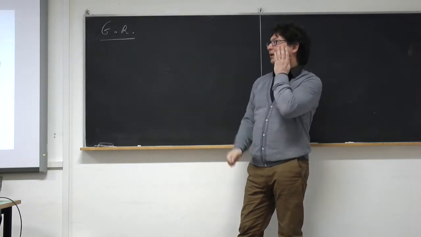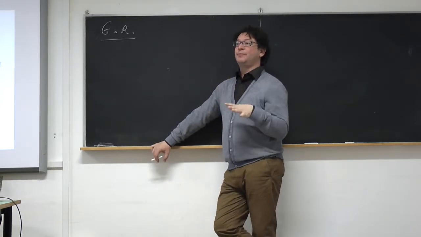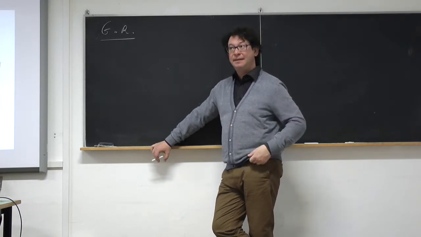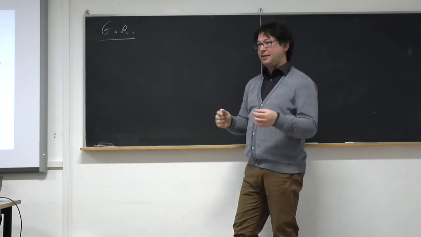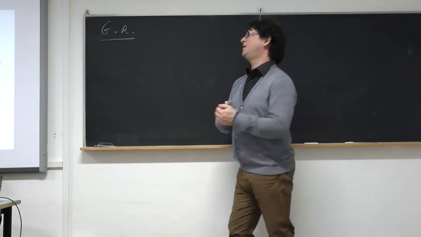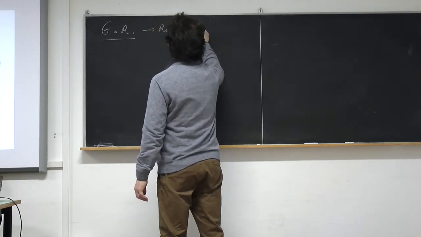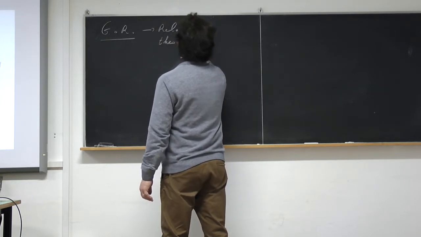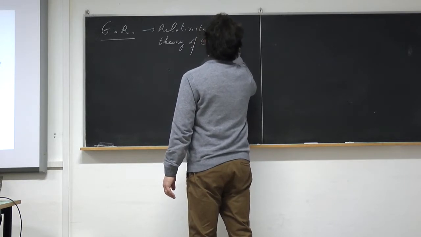We have been discussing last time the fact that Isaac Newton's theory has problems with the fundamental axioms of special relativity. So this is the new theory which is going to generalize, which is going to replace Isaac Newton's theory of universal gravitation. So this is a relativistic theory of gravitation.